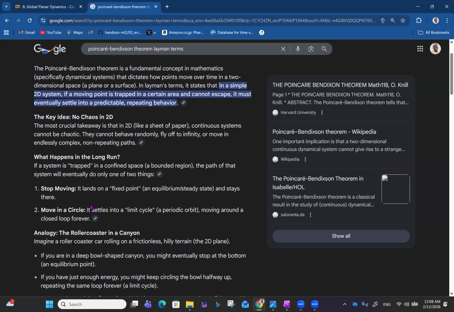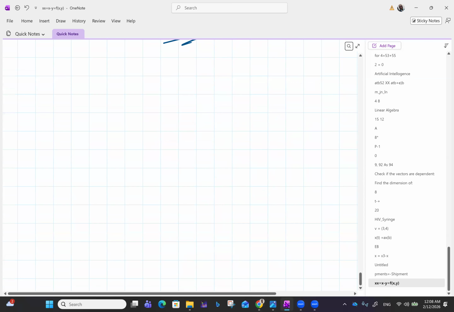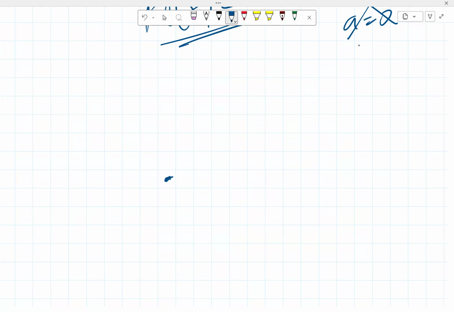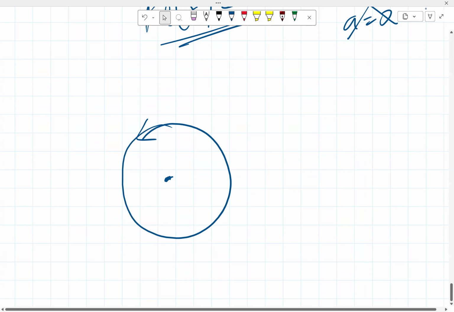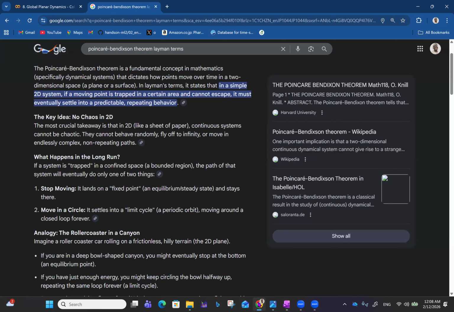Or it can move in a cycle. It settles into a limit cycle. I've demonstrated the idea of a limit cycle a couple of times. Like you have this point, and then the system just orbits around that fixed point. That's what a limit cycle looks like, just like what we also saw with the Van der Pol limit cycle.